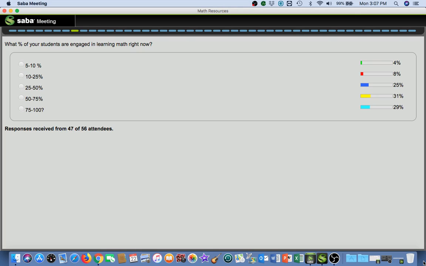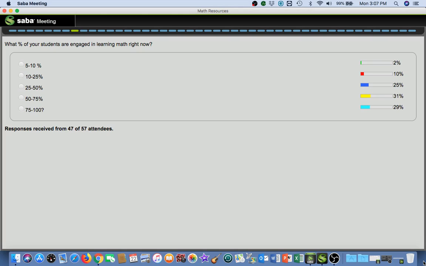Okay, so 29% of those in this survey say that 75% of their learners are also engaged in math learning. And then 31% of the participants in this call say that it's somewhere between 50 and 75. And that does look like the largest group, between 50 and 75.